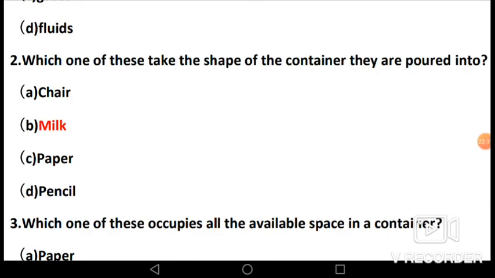Second MCQ, which one of these take the shape of the container they are poured into? The answer is milk, because things like water, milk and juice can take the shape of the container they are poured into, because options A, C and D are examples of solids.